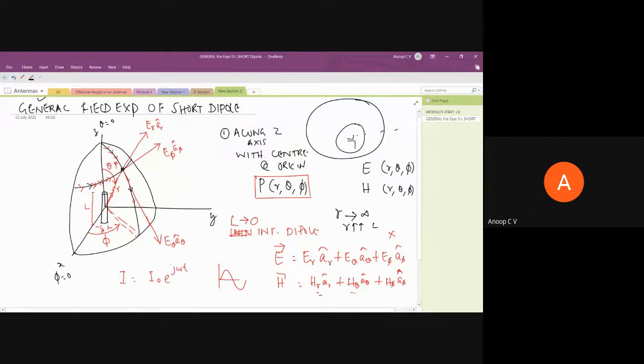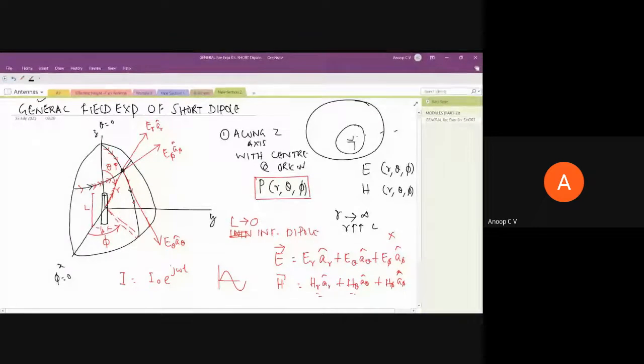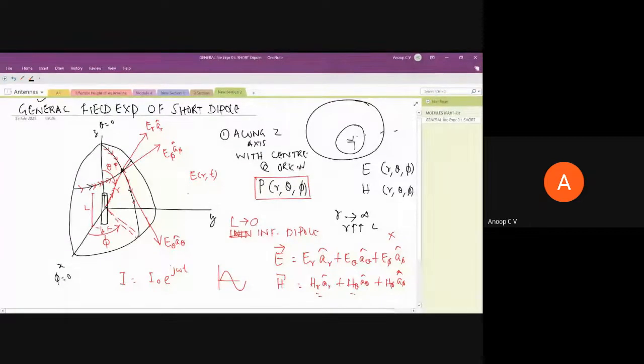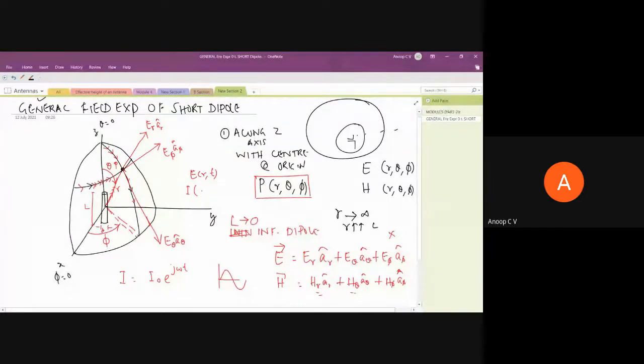So the problem is that when we are observing the radiation or effect at some distance r, that effect may not be due to the cause in this antenna at the same time instant. If you are finding the electric field at some distance r at a given t, that may not be due to the current or voltage on this conductor at the same time instant, but it will be due to the current in this conductor at some instant t minus t p, where t p is the propagation time.